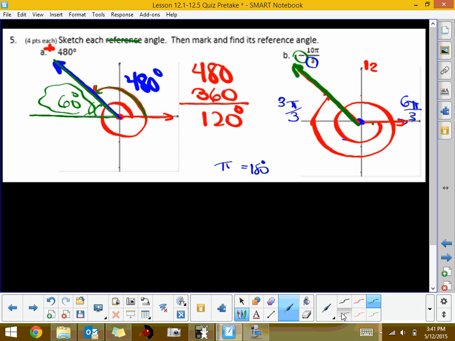Now we're going to find the reference angle by going from the x-axis to that terminal side. If that was 10 pi thirds, and we rotate it around, there's 3, 6, 9. That's only a pi thirds beyond that. So pi thirds is your reference angle.